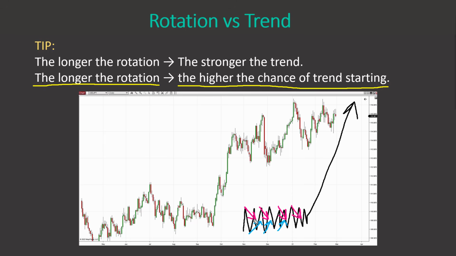But the longer the rotation is taking place, the bigger risk that the price will start trending. So I take a couple of these trades, and then when the risk of a new trend is higher and higher, I just stop doing this, and I'm getting ready for trading in a trend. And obviously trading in a trend is different than trading in a rotation. So that's why I'm telling you this.